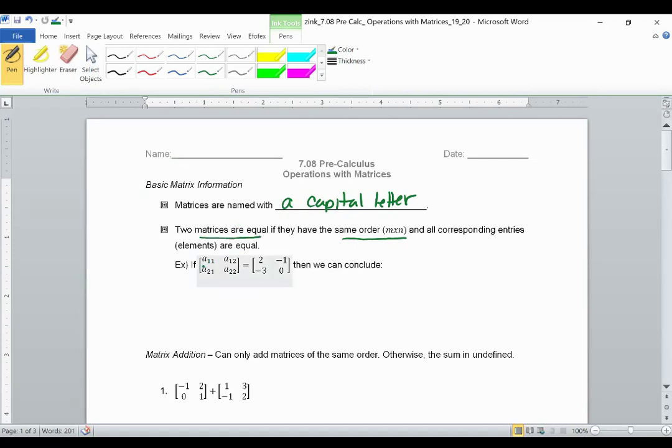So this means that A sub 1,1, which means A row 1, column 1, is equal to 2. It means that A row 1, column 2 is equal to -1. It means that A row 2, column 1 is equal to -3. And lastly, A row 2, column 2 is equal to 0.